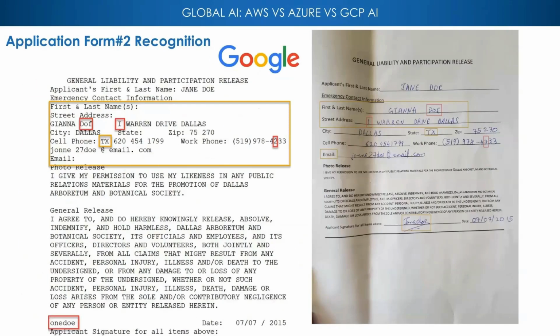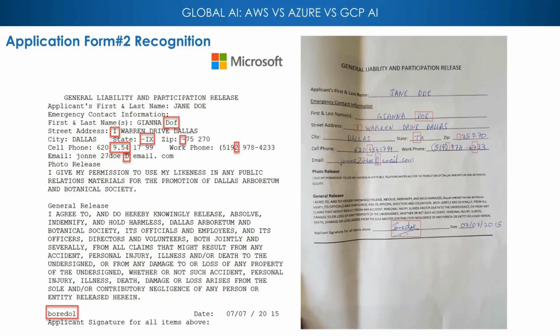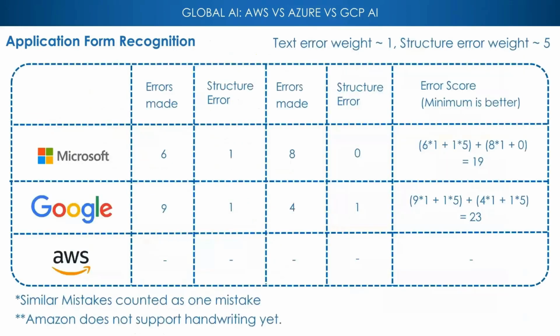Now we're going to look at the forms, but since Amazon did not have handwriting recognition at that time, we're going to keep Amazon out of it. But you can see again here, in the first case, errors made were 6 and 9, and structural errors were 1 each. So it's pretty competitive, both of them. 1.5 times more error, not that bad.